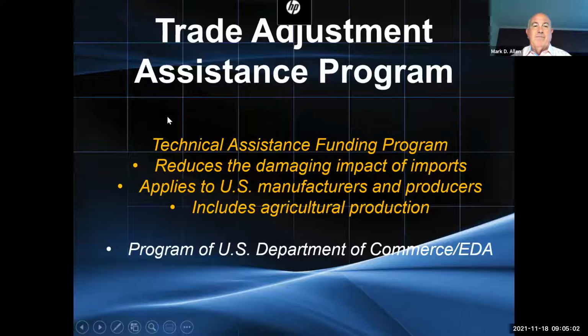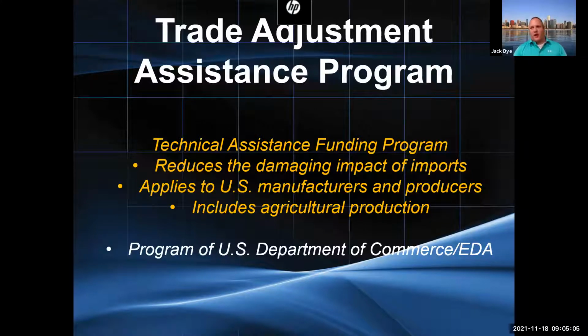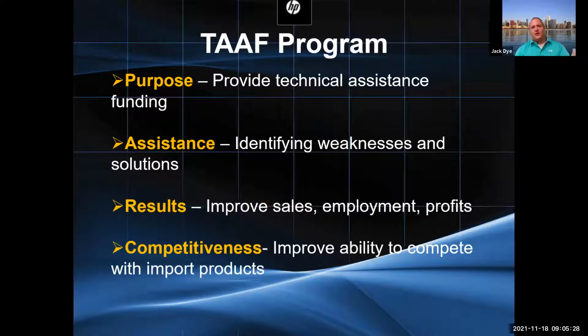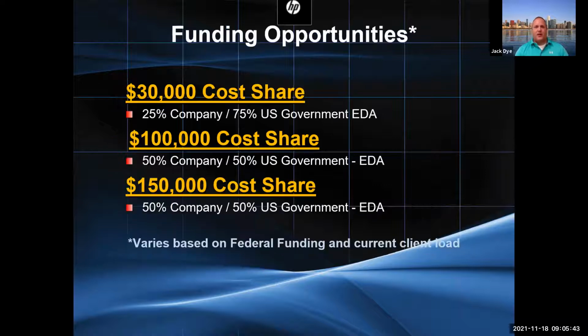A quick introduction of the grant program. This is what the grant is. The grant's designed to help manufacturers increase their competitiveness for any U.S. manufacturer. If you're headquartered in a state that's not one of ours, that I cover or Mark covers, there is somebody we can introduce you to who can work with you on the grant program. So we work with wherever your company is headquartered in the U.S. The purpose is to provide technical assistance funding, help you with your weaknesses, and come up with some solutions. The goal is to improve sales, employment, and your profits, and compete with import products, which everybody in America deals with import pressures.